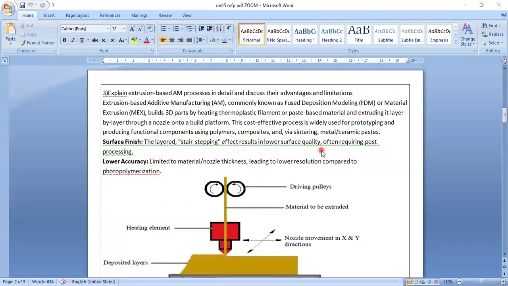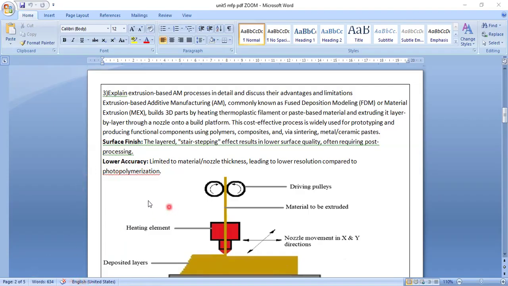It is called fused because the wire which is coming is fused into a jelly-like material to deposit. Material extrusion (MEX) builds 3D parts by heating thermoplastic filaments or paste-based materials and extruding them layer by layer through a nozzle onto a build platform. This process is widely used for prototyping and producing functional components using polymers, composites, and also sintering. The outputs are polymers, composites, sintered metals, and ceramic paste.